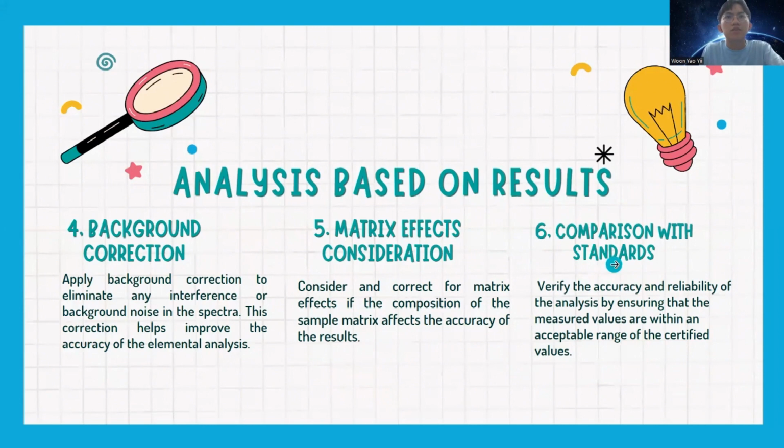The fifth step is the matrix effects consideration. We need to consider and correct for the matrix effects if the composition of the sample matrix affects the accuracy of the results. The sixth step is the comparison with standards.